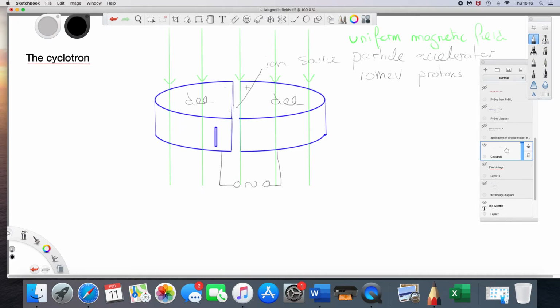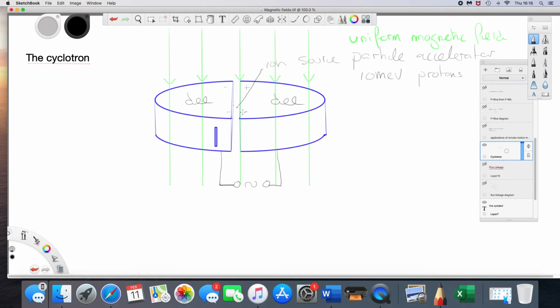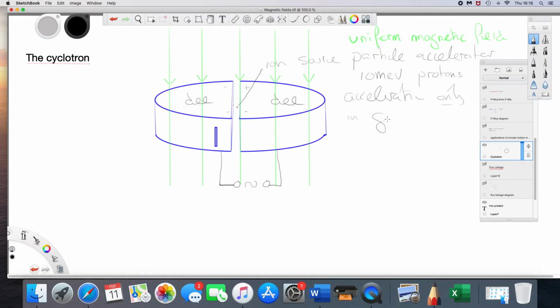Now when it gets back to here, this polarity needs to reverse so that this one is negative and this one is positive, so that the particle, the ion, is again being accelerated across the gap. The acceleration only occurs in the gap. Okay, this is where the acceleration is occurring.